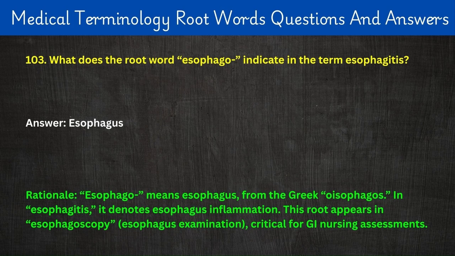103. What does the root word esophago- indicate in the term esophagitis? Answer: esophagus. Rationale: esophago- means esophagus, from the Greek oesophagos. In esophagitis, it denotes esophagus inflammation. This root appears in esophagoscopy, esophagus examination, critical for GI nursing assessments.